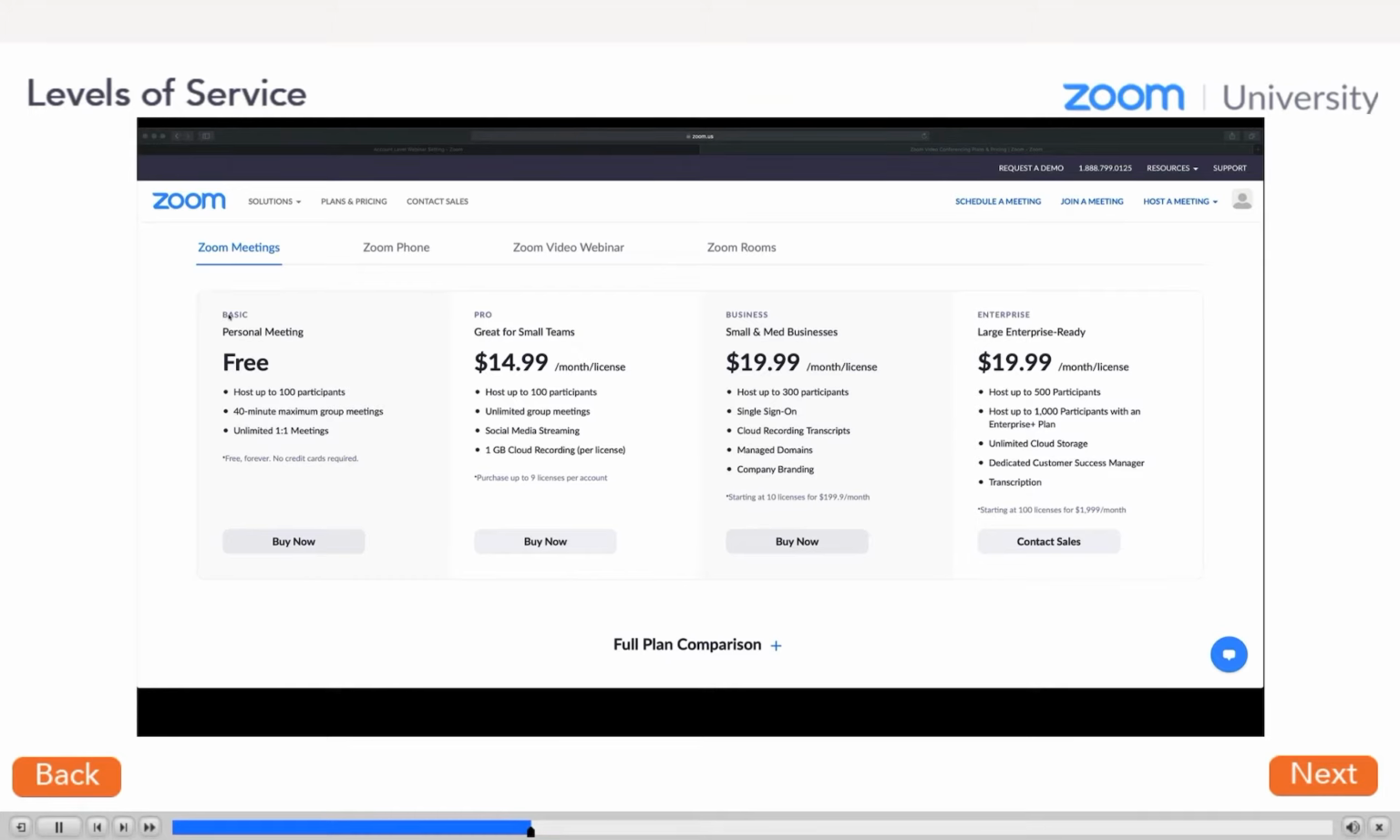The next level of service is the pro level. Okay, so this is the paid license type. With a pro license, you can also host a meeting up to 100 participants. But with the pro license, regardless of how many people you have in your meeting, there is no duration limit. So if you wanted to host a meeting with 99 other people for 9 hours straight, you absolutely can.